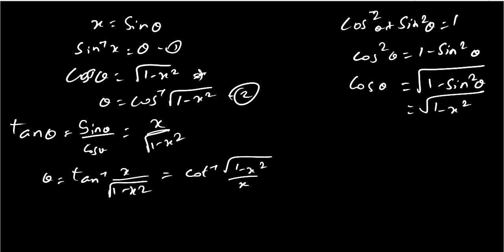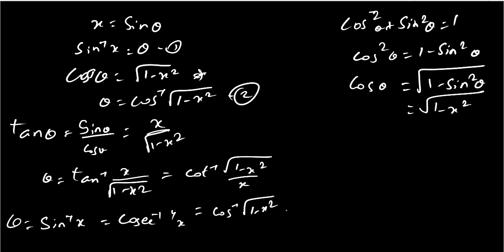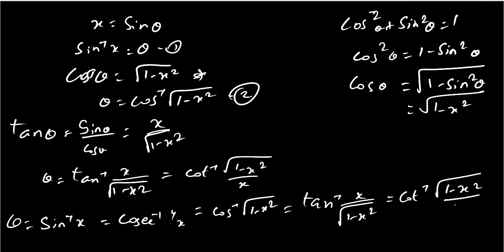So if we list all these relations, it will become theta equal to sin inverse of x. That is nothing but cosecant, reciprocal of sin inverse. So that also can be arrived. So cosecant inverse of 1 by x. That is nothing but in terms of cos, it will be cos inverse of square root of 1 minus x square. That is also equal to tan inverse of x by square root of 1 minus x square. That is equal to cot inverse of square root of 1 minus x square divided by x.